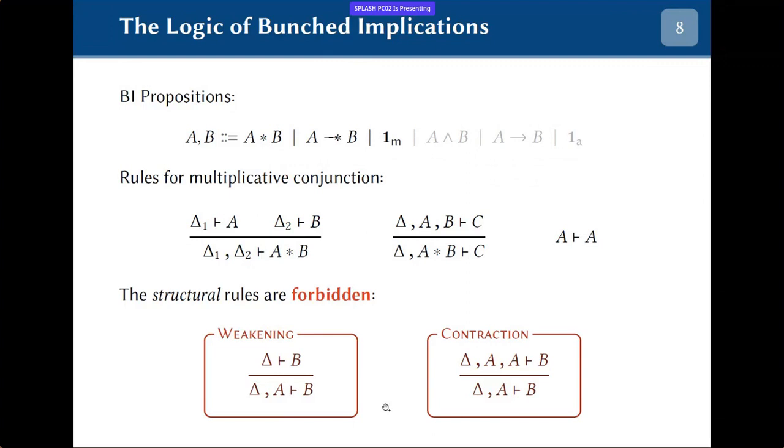Now, the fact that we are forbidding these rules justifies why I wrote the rule this way. When I need to prove this conjunction, I actually need to partition the hypotheses, delta 1 and delta 2, into different disjoint sets of hypotheses for the two sub-proofs. If I were able to use weakening and contraction, this would not be a restriction. But now that I cannot duplicate or discard hypotheses, this becomes a real restriction.